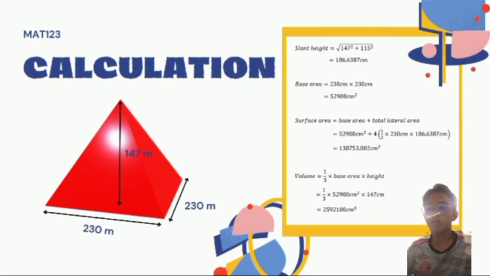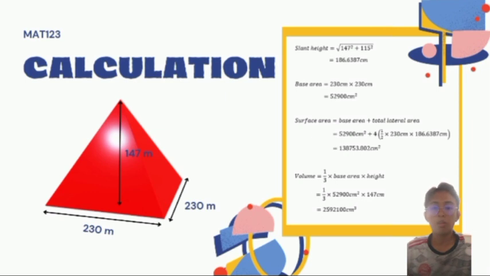So now we're going to be looking for the lateral area. The lateral area is 1/2 multiplied by the slant height and multiplied by the width. So the final answer for the lateral area is 21,463.45 square meter.